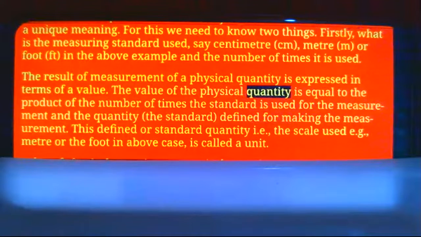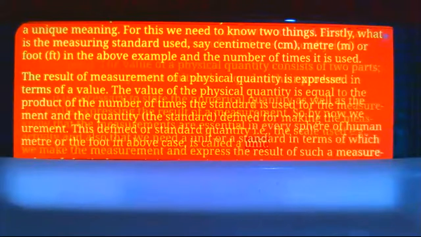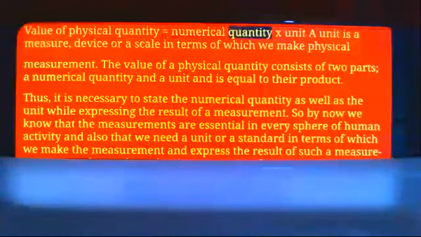The value of the physical quantity is equal to the product of the number of times the standard is used for the measurement and the quantity the standard defined for making the measurement. This defined standard quantity, i.e., the scale used, e.g., meter or the foot in the above case, is called a unit. Value of physical quantity equals numerical quantity x unit. A unit is a measure, device, or scale in terms of which we make physical measurement. The value of a physical quantity consists of two parts, a numerical quantity and a unit, and is equal to their product.